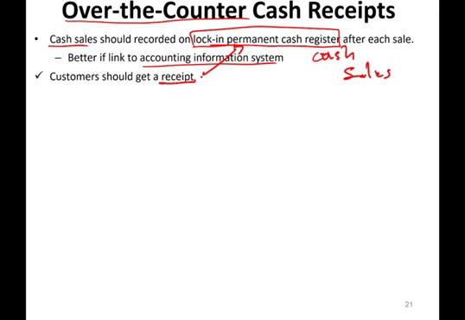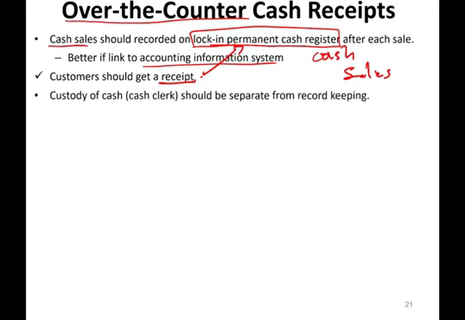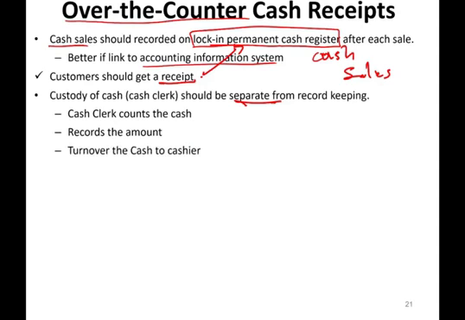So when the sale is made, it's recorded. The cash clerk, the person that rang up the sale, should be separate from record keeping. So this person should not be able to change the record. So what can the cash clerk, the person that's receiving the cash, do? Well, they should be able to count the cash at the end of the day, record the total amount, and turn over the cash to the cashier.